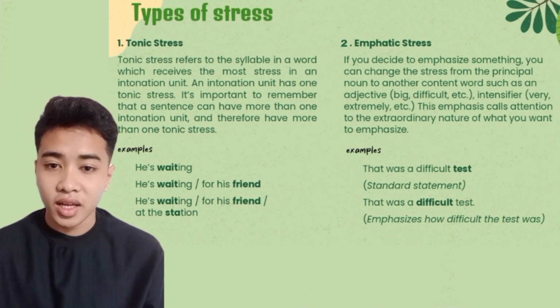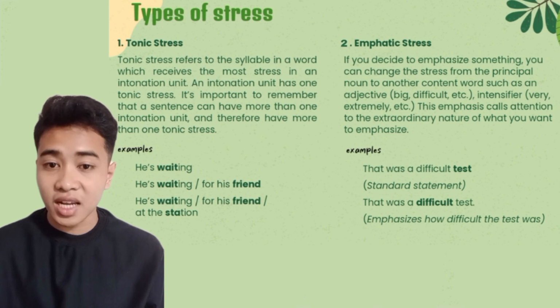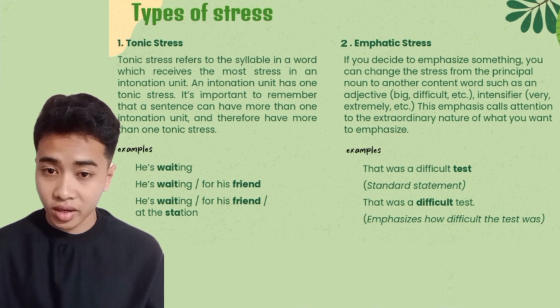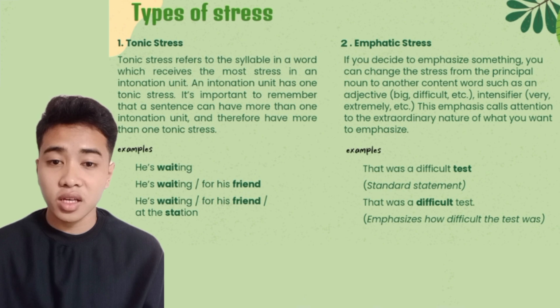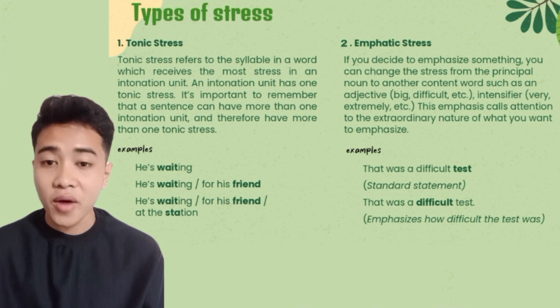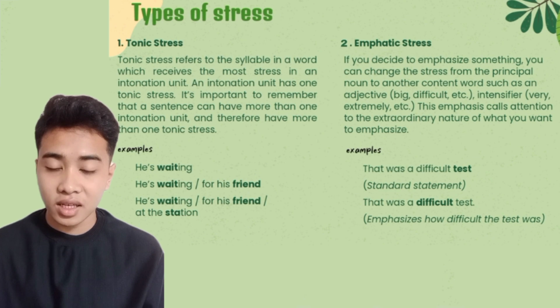Number 2. Emphatic stress. If you decide to emphasize something, you can change the stress from the principal noun to another content word, such as an adjective, big, difficult, etc. Or maybe an intensifier, very, extremely, etc. This emphasis calls attention to the extraordinary nature of what you want to emphasize. For example, that was a difficult test. Standard statement. That was a difficult test. Emphasizes how difficult the test was.